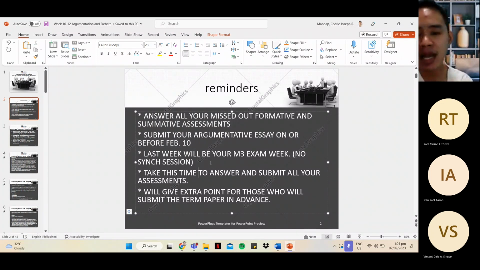The last week will be your M3 exam week. So we will not conduct a synchronous session next week para focus kayo sa exams niyo and all of your other requirements. Take this time to answer and submit all of your assessments. We have 2 formative for M1, 3 formative for M2, and 1 formative for M3. Also 1 summative each for M1 and M2, which is an exam type or objective type. Iba lang yung M3 because it's a requirement type or output-based activity. So you have to create an output, which is an argumentative essay for that. Clear?